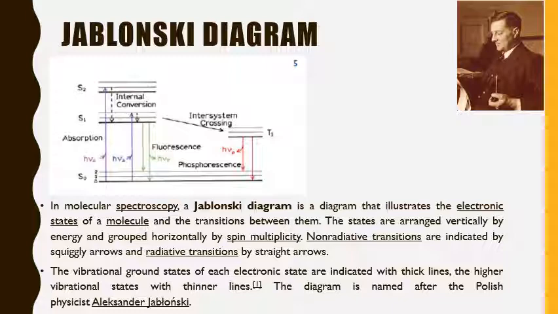In the lower figure, we have various energy levels and the transitions between energy levels. Of course, the energy levels are different here. S0 is different, S1 is different, S2 is different, T1 is different. This is based on their multiplicity and spin behavior.